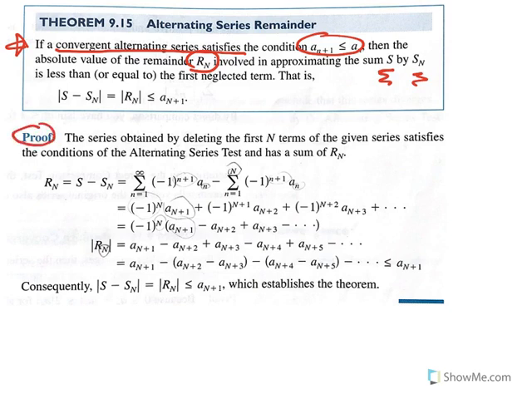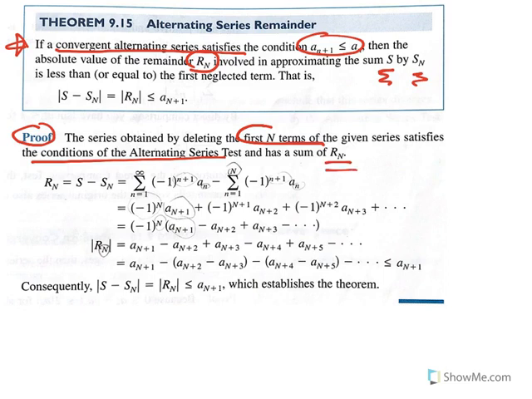So when you look at the proof here, here's what you should look for. If you have a convergent alternating series and you delete the first n terms, the remaining terms will also form a convergent alternating series. So that's what the first sentence states. The series obtained by deleting the first n terms of the given convergent alternating series will also be a convergent alternating series. So it will satisfy the conditions of the alternating series test.